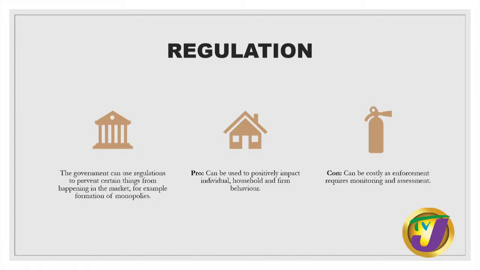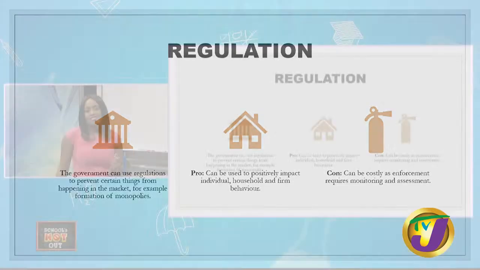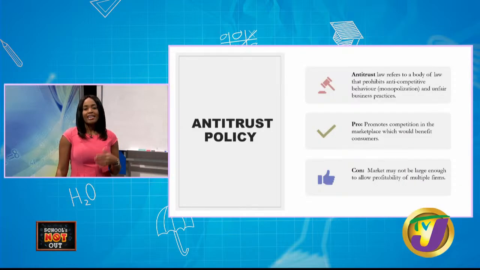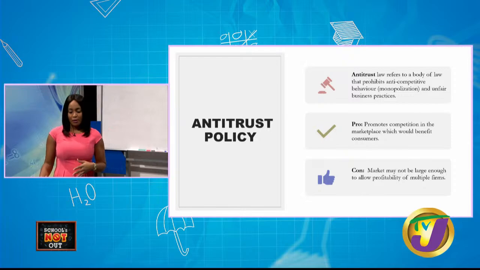Now, the disadvantage of regulation: once there's a regulation in place, let's just say that people are prone to breaking rules at times. So the disadvantage is that you set the rule, but guess what? Now you're going to have to monitor it to see if people are actually abiding by these regulations. So that's a disadvantage, and that can be costly to the public purse.